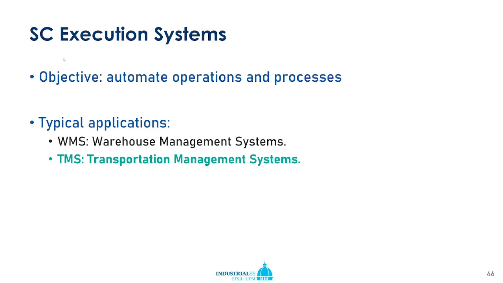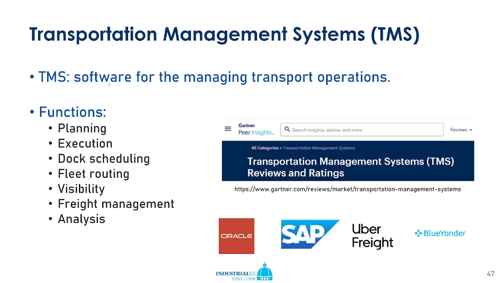The final system we are going to look at when it comes to the execution systems in the supply chain is a transport management system. Transport management systems are specific software for managing, obviously, the transport operations. Prior to briefly describing the different functions they integrate, here again you have a review provided by Gartner of the main options out there. And here you have the logos of some of the most used TMS out there for you to implement.